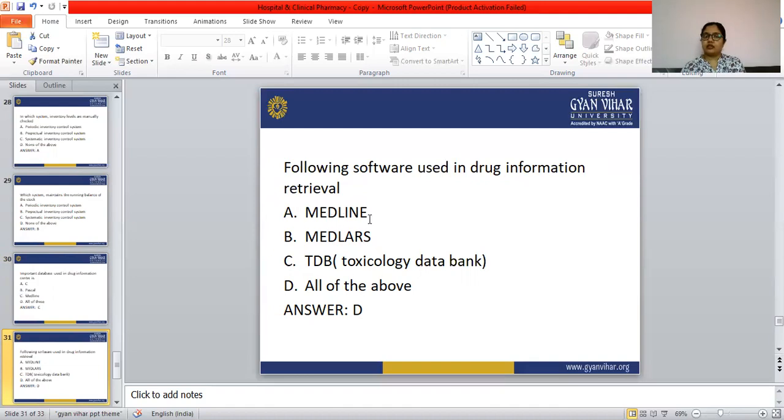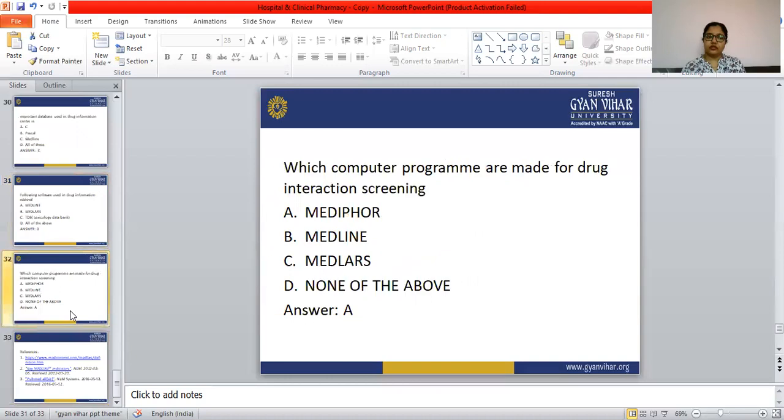So these are all drug information retrieval. Medline is also a drug information retrieval. Medlars is also a drug information retrieval. TDB is also a drug information retrieval. So the correct answer is all of the above. Which computer programs are made for drug interaction screening? Medi4 and the PAD are the computer programs that are made for drug interaction screening. So the correct answer is Medi4.